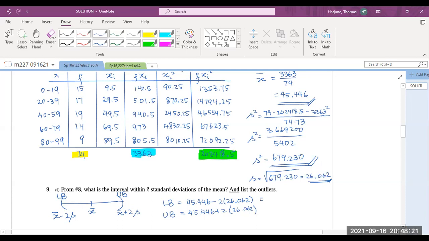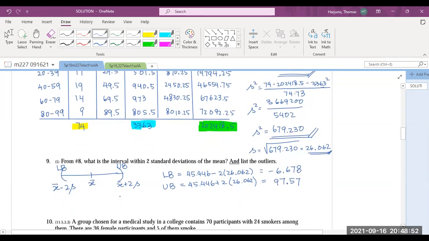Let's use our calculator. I get negative 6.678. And I get 97.57. So the usual interval is from negative 6.678 up to 97.57. That's the usual interval.